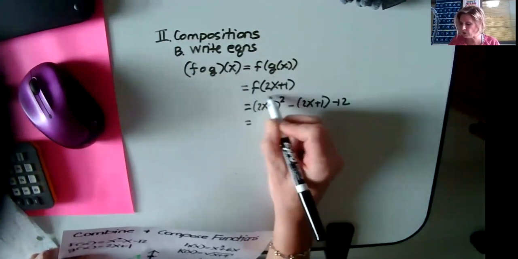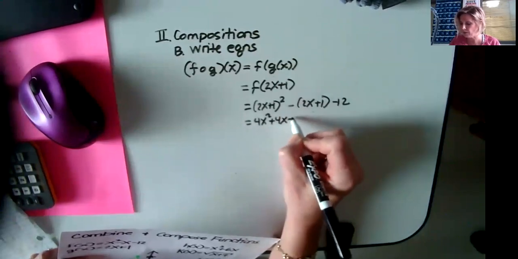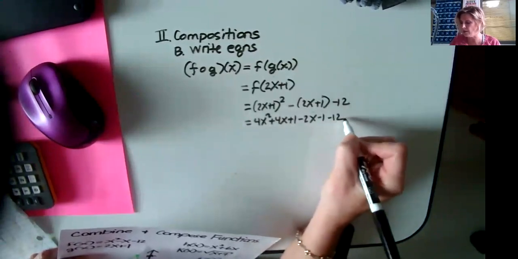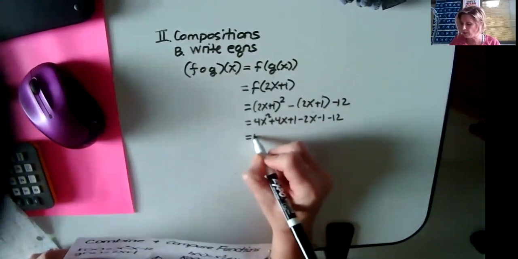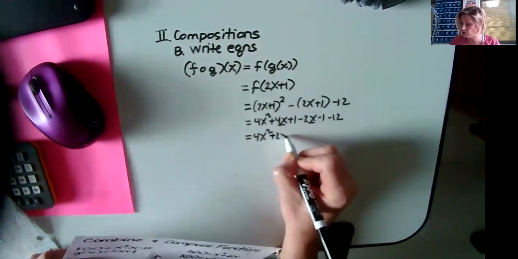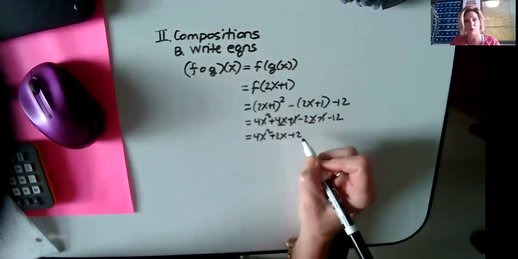So when I clean it up, I know the square of this really fast is 4x squared plus 4x plus 1. Distribute the negatives, so minus 2x minus 1, and then minus 12. So I'm getting 4x squared. 4x and minus 2x is plus 2x. The 1 and minus 1 cancel, so I think it's just minus 12.